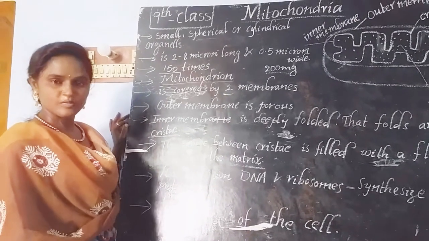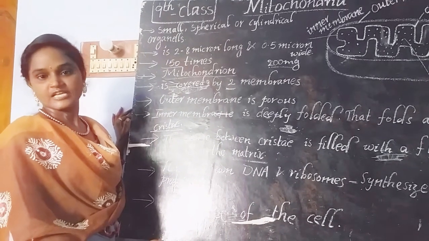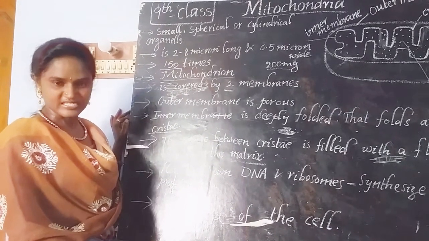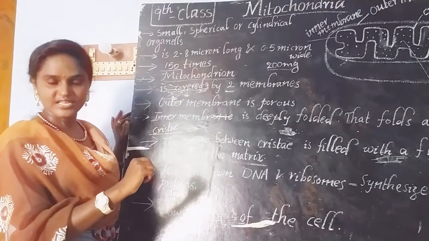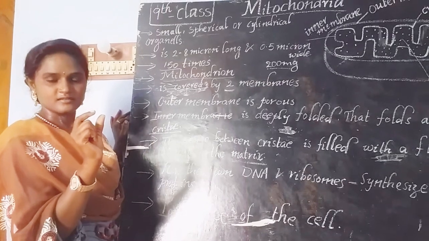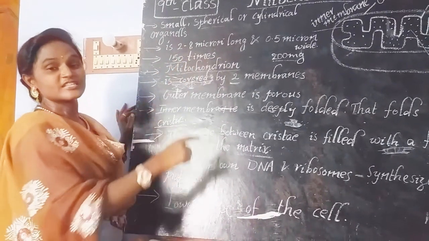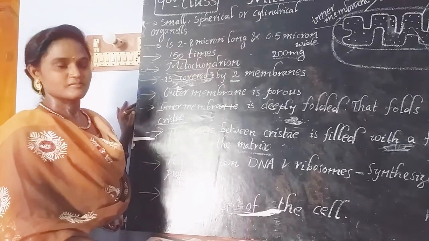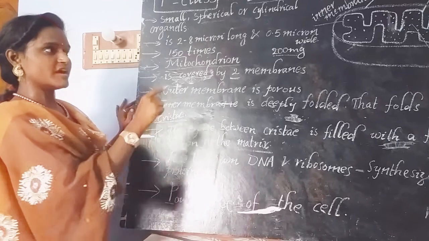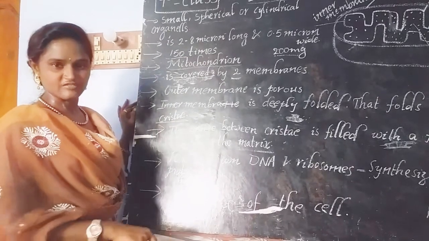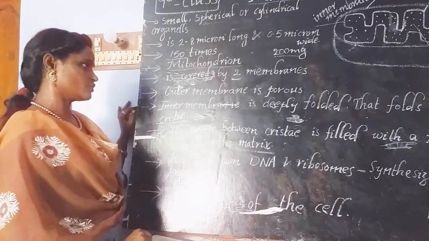If we talk about mitochondria size, it is 150 times smaller than the nucleus. The mitochondria is a very small cell organelle. The size is just 150 times smaller than the nucleus. By listening to this, you may understand how tiny it is, and it is very important for each and every cell of our body and of the bodies of other living organisms also.